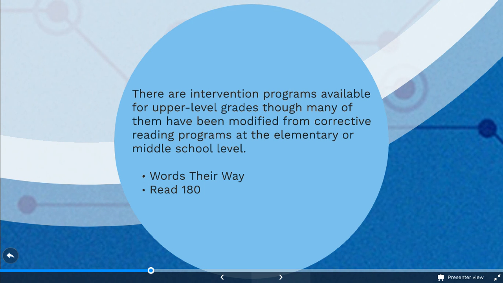There are intervention programs available for upper level grades, though many of them have been modified from corrective reading programs at the elementary or middle school level. An example of this was what I previously mentioned, Words Their Way, and also Read 180. Now, Read 180 is a high yield program. However, unfortunately, in many school districts, it costs a lot of money, and the resources for this are very limited, and therefore classes are very small.